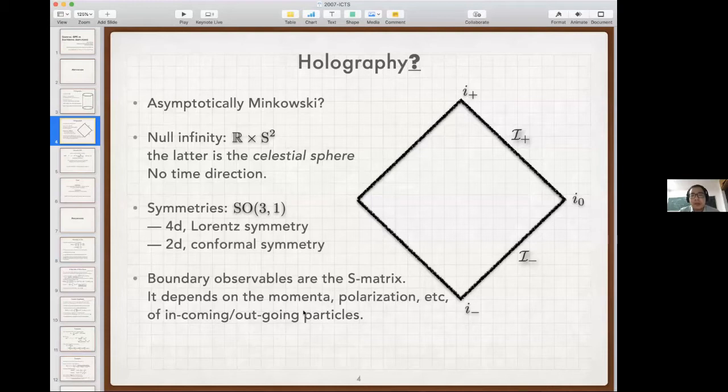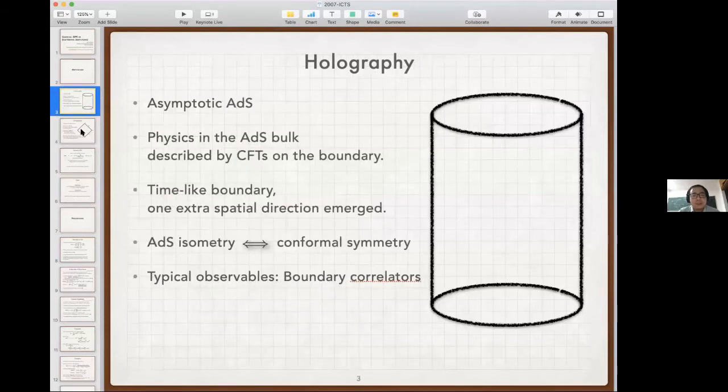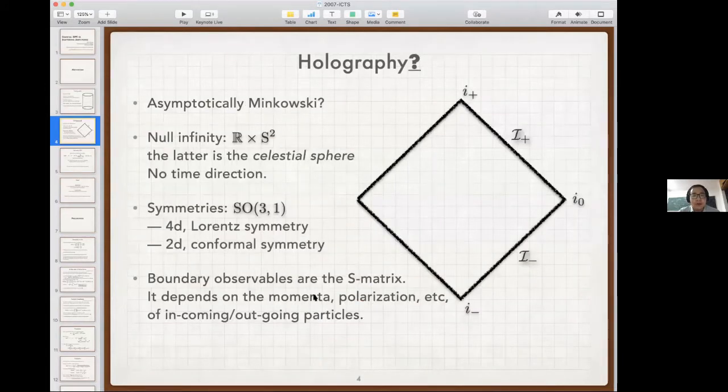So in analogy with the holography that I talked about a few minutes ago, when we try to seek holography here, perhaps one natural thought is to see whether this S matrix can also arise from something that purely lives on the boundary. And from the symmetry point of view, it seems natural to look at this celestial sphere instead of the full boundary of the Minkowski space.